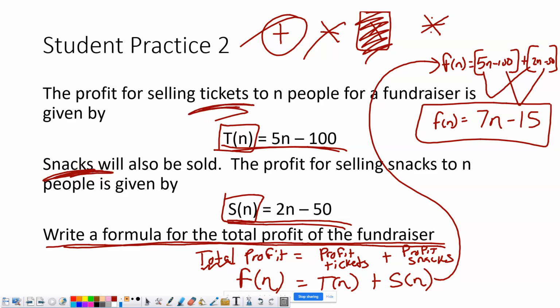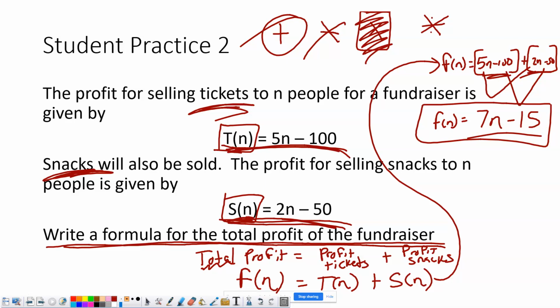Okay? And that would, of course, be assuming that everybody who comes to the event buys snacks also. If that weren't the case, then you couldn't combine these together because the number of people buying tickets would be different from the number of people getting snacks, and therefore you really couldn't combine these as though they were the same thing. But that's just kind of extra information that doesn't need to be said.